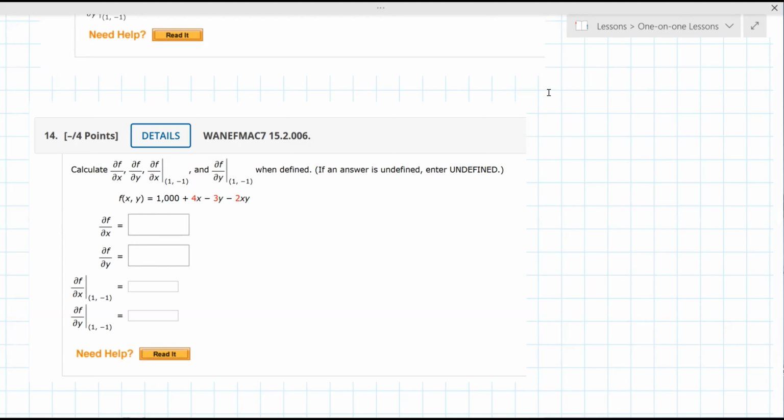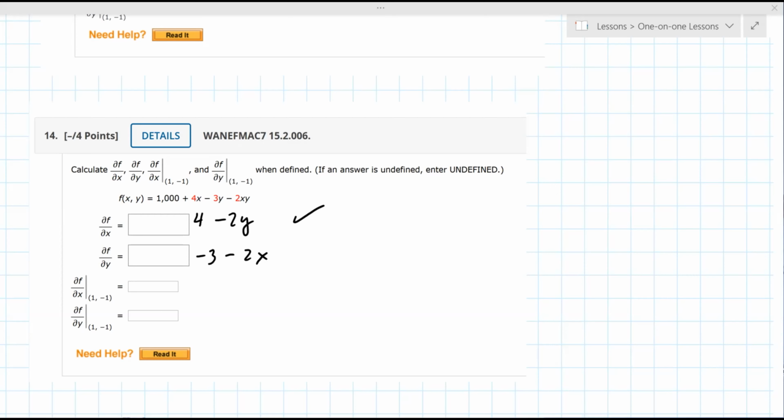So would it be just 4 minus 2y? For the first one, it is definitely 4 minus 2y. That is correct. The second one is negative 3 minus 2x. Yes. Very good.